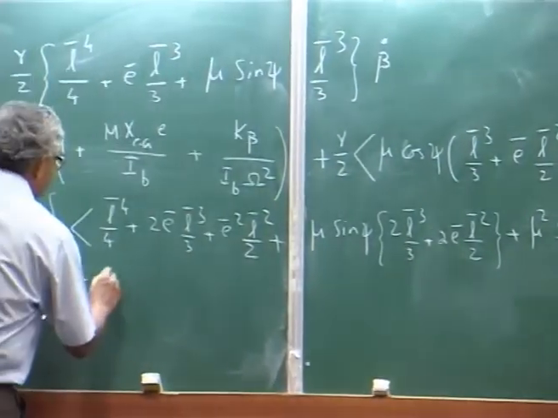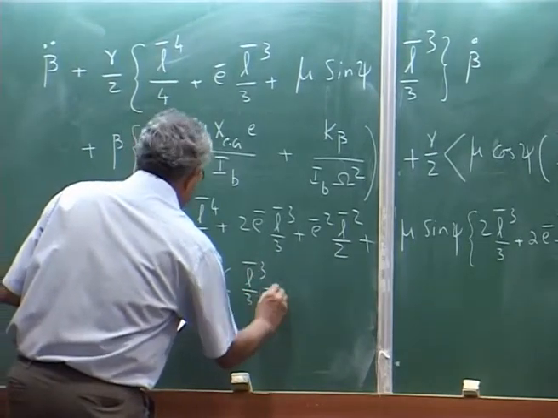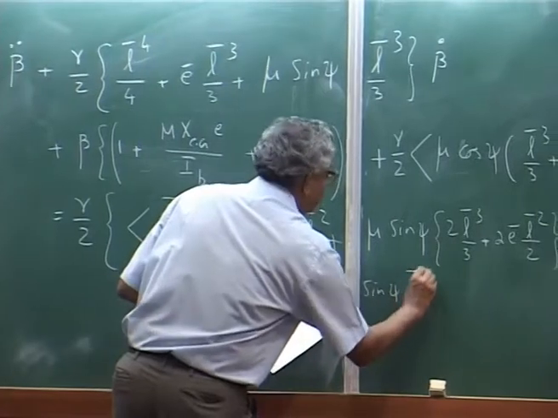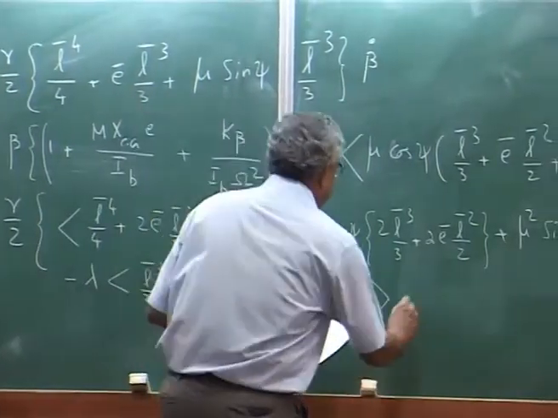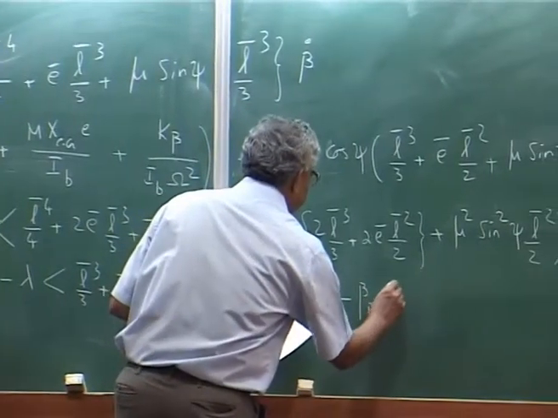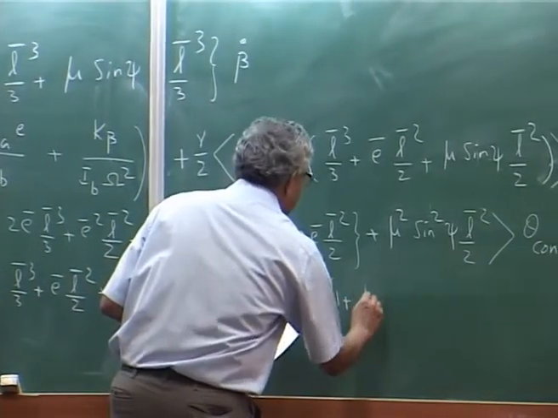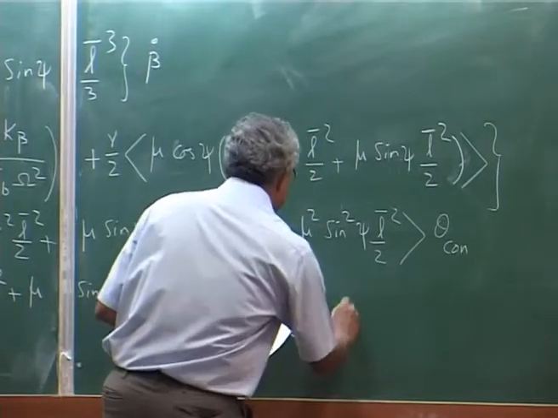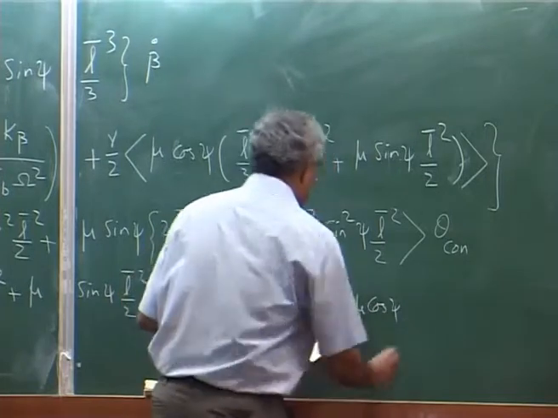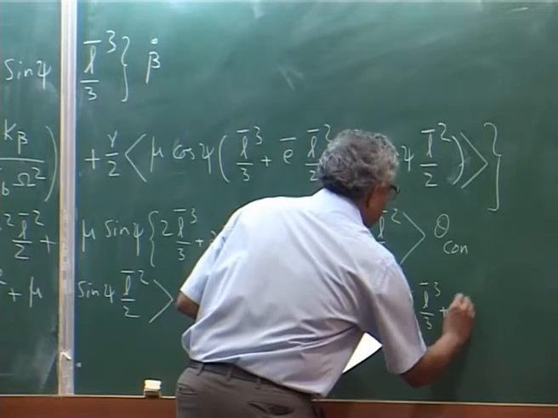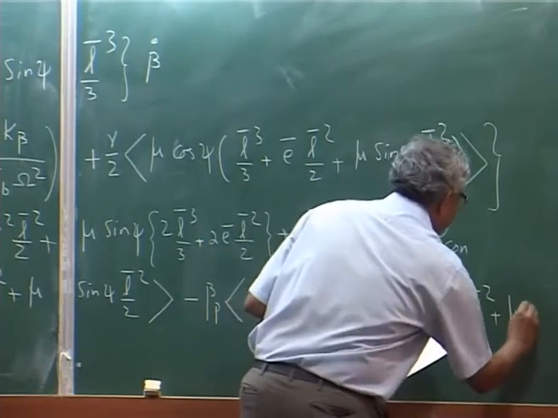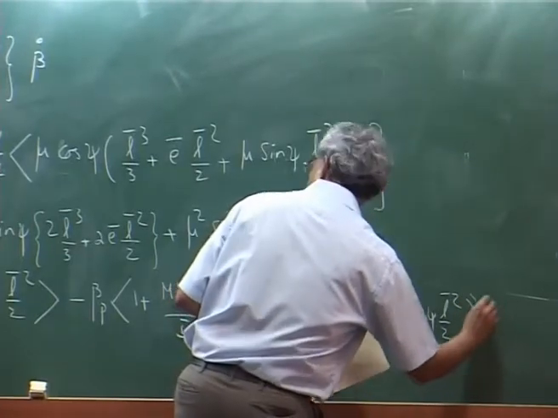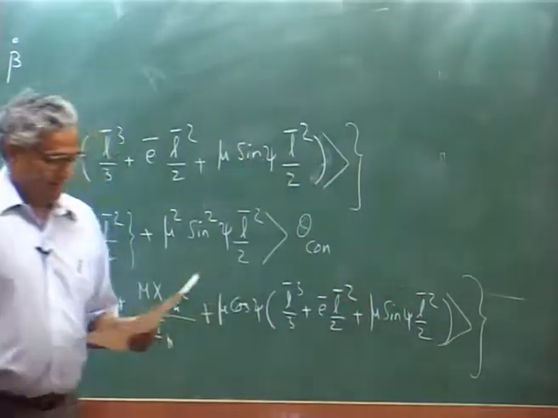And then I will have minus the inflow term lambda, L bar cube over 3 E bar, L bar square over 2 plus mu sin psi L bar square over 2, and then I will have the precone terms, beta p, 1 plus m x c g E over I b, plus mu cosine psi L bar cube over 3 E bar, L bar square over 2, mu sin psi L bar square over 2. Okay. This is my entire equation.